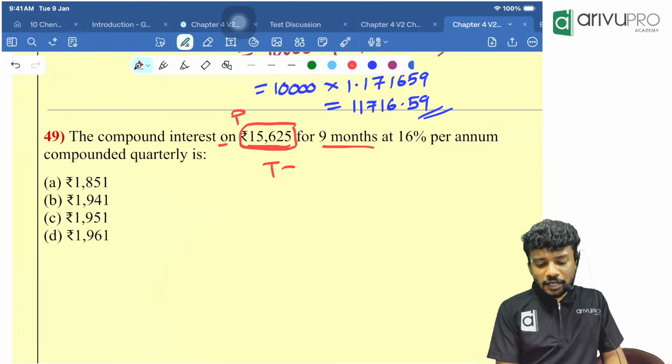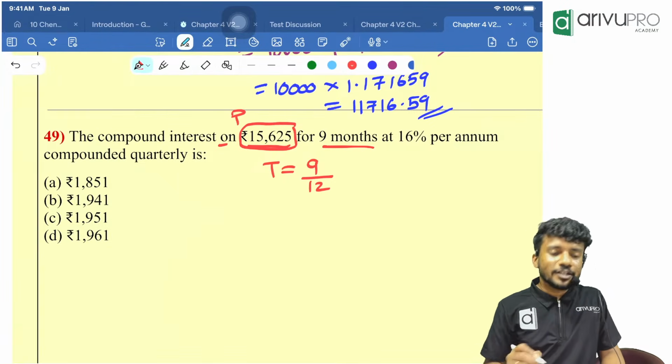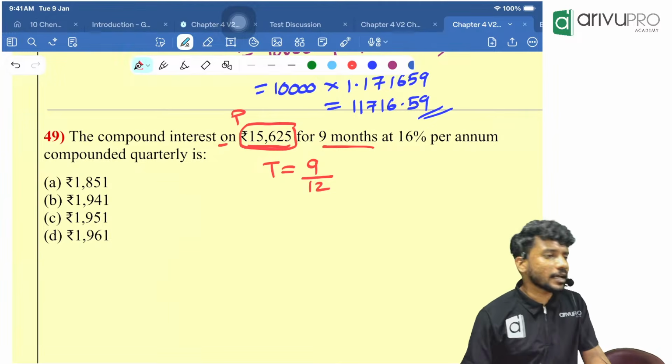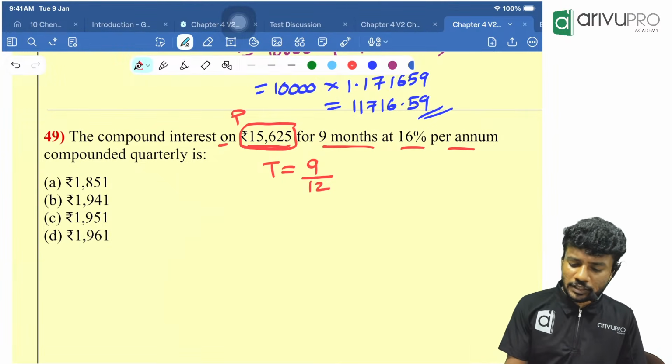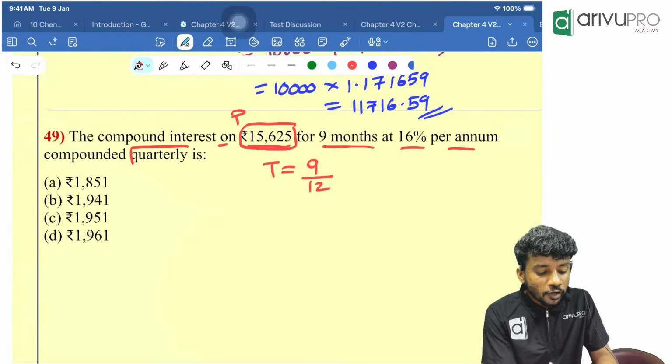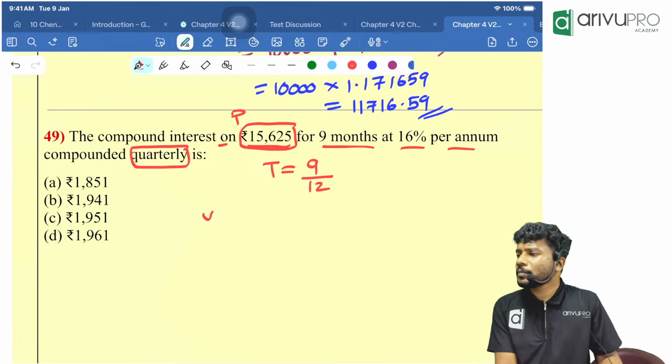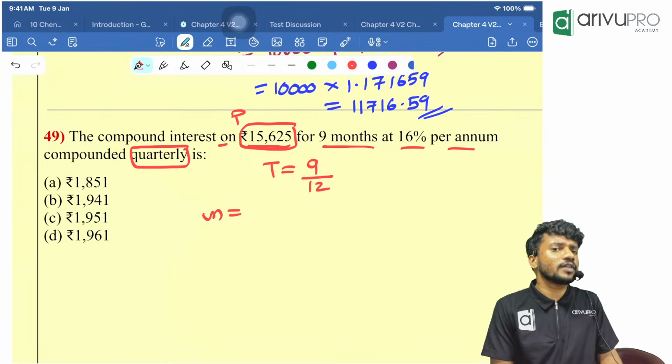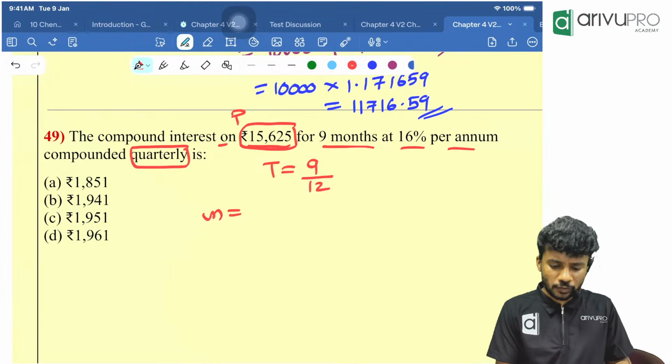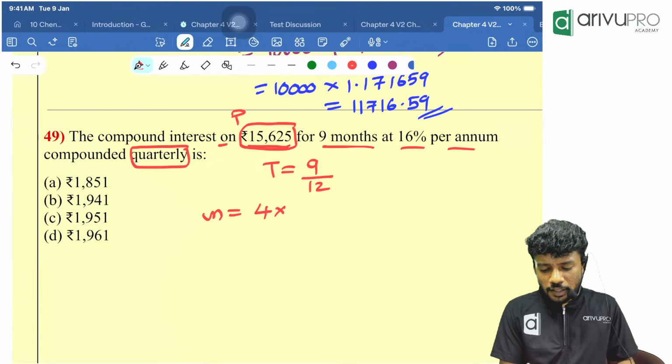Then for 9 months. When I say 9 months, can I take anything in months? I will convert it into years: 9 divided by 12. T is 9 by 12. Then 16% per annum compounded quarterly. Can anyone tell me when n will be how much? Whenever it is compounded quarterly, n is 4 into the number of years, that is 4 into 9 by 12.